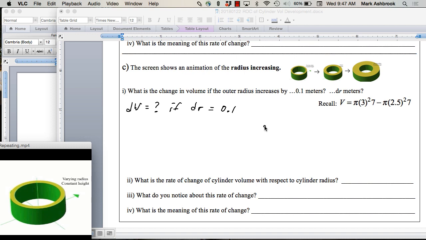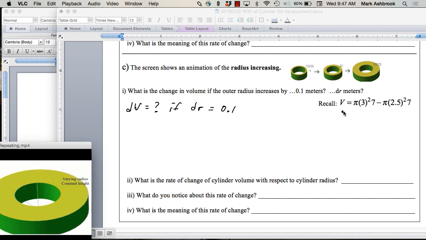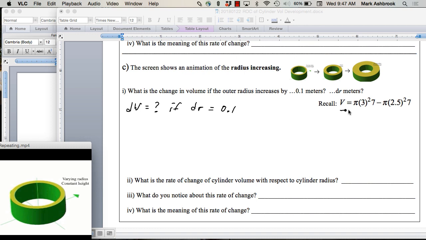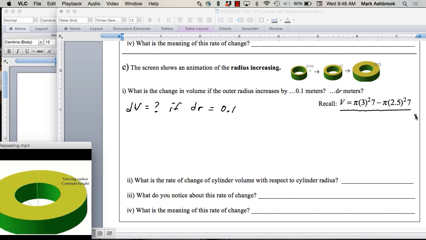Just the outer radius. The inner radius, do you see that the inner radius is not changing in that animation? You see that? So all we care about is the outer radius. We're thinking, if it increases by 0.1, what will the change in volume be? And so you're going to work through the math the same way we did last time, noting that the volume is, this is our volume of that thing statically.